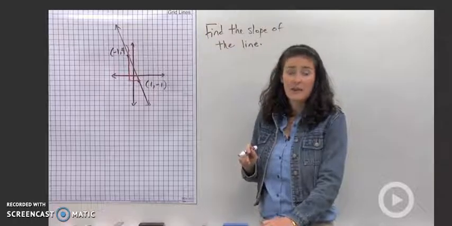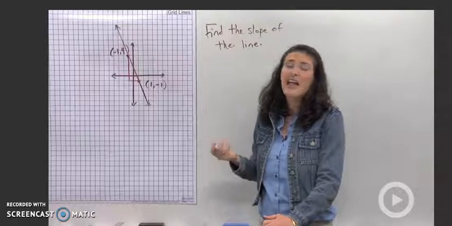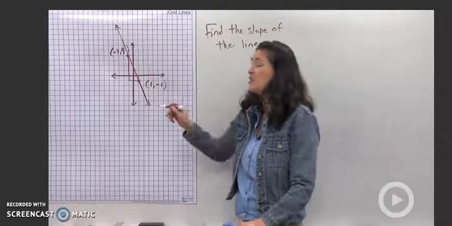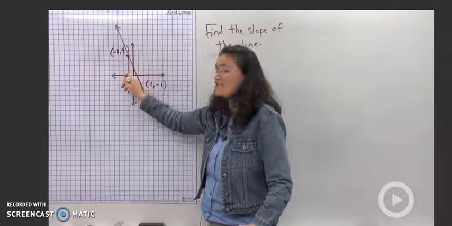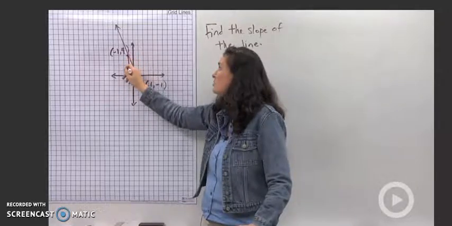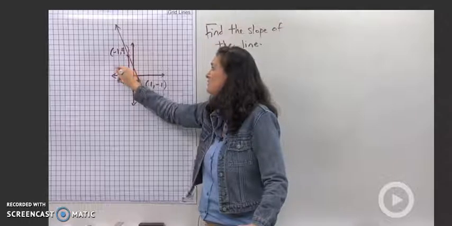There it is right there. That's what I'm going to call a slope triangle, and that'll help me to count the vertical change and the horizontal change. Here's what I mean. The vertical change is how much there's a difference going up and down. So I have 1, 2, 3, 4, 5 boxes.